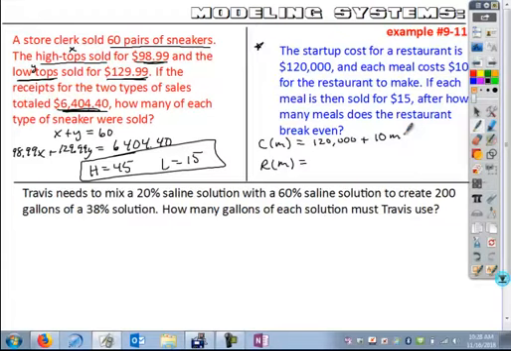And the second equation is the revenue, the amount of money that comes in. So if the meals are sold for $15 each, it's $15 per meal. So there's my revenue. Okay, so if you set up and find these two equations, you can then use your system solver and find what number of meals would make these equal to each other. And that'll be your answer.